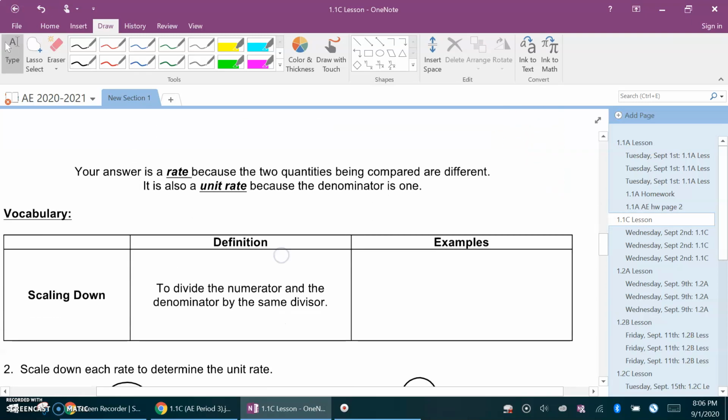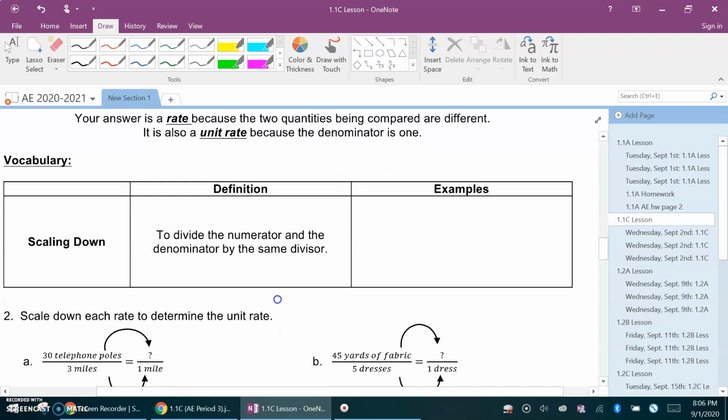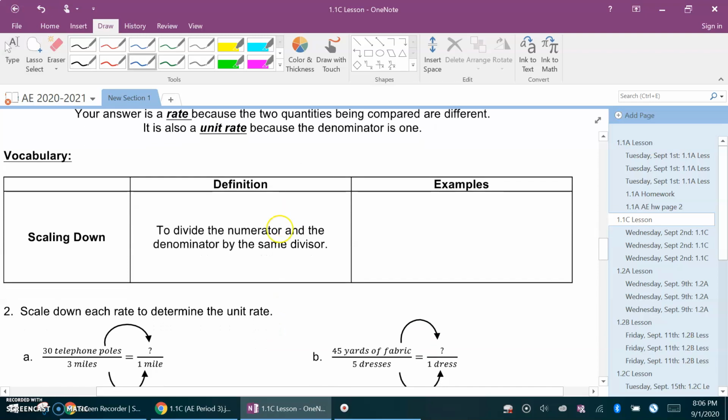So when we look at the vocabulary, it says that scaling down is to divide the numerator. So again, if you want to refresh yourself, this is your top number. The denominator is the bottom number. And then you're going to be dividing both the top and the bottom by the same divisor. And all that means is the same whole number.